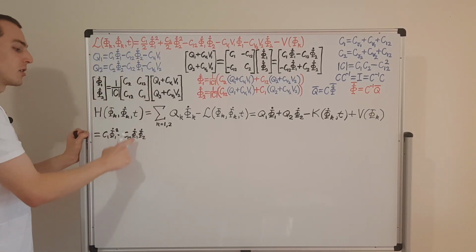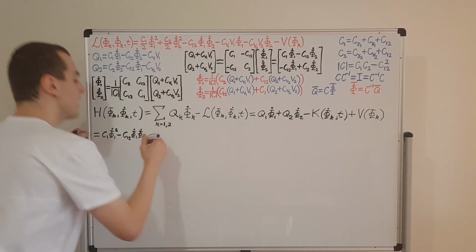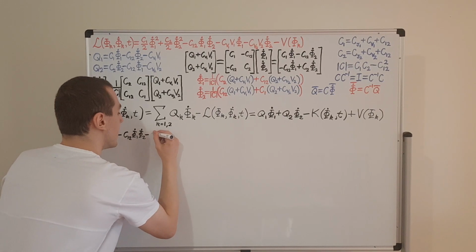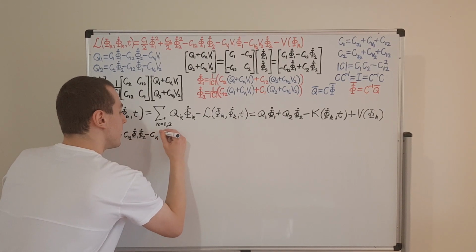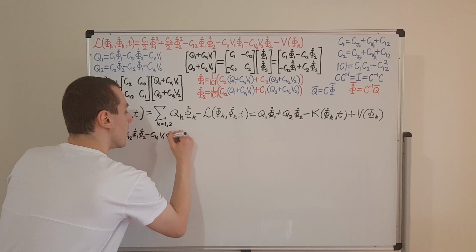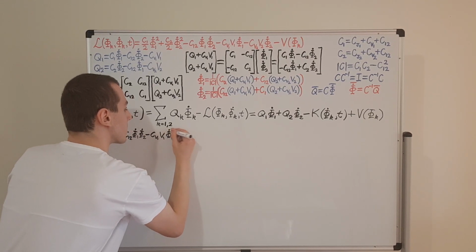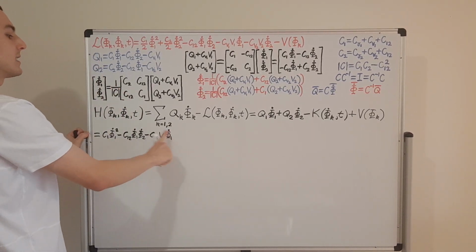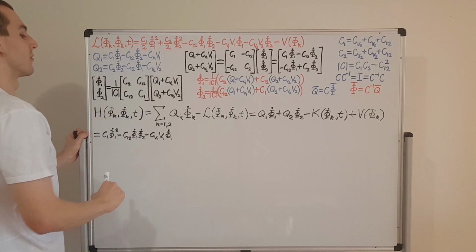I'm just introducing another phi1 dot. And then we're going to have minus c v1 v1 phi1 dot. So this takes account of this final term over here.